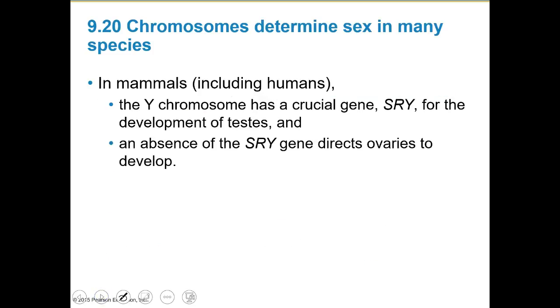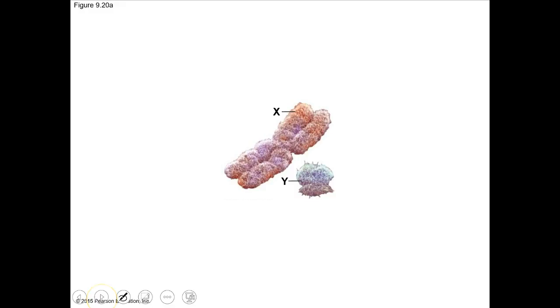In mammals, including humans, the Y chromosome has a crucial gene, the SRY, for the development of testes. That's the basic thing it does. The absence of the SRY gene directs ovaries to develop. That's about it, though I will say other research does suggest there may be more to it than that, but that's what we know. So X is a regular-sized chromosome, and little Y is a little tiny dude.